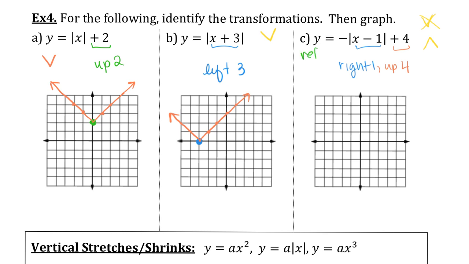And then what do we do at the beginning? We've reflected over x-axis. Okay, so let's go right 1, up 4. 1, 2, 3, 4. And it's going to open in the downward direction, but it's a V, so it should still be hitting the corners.